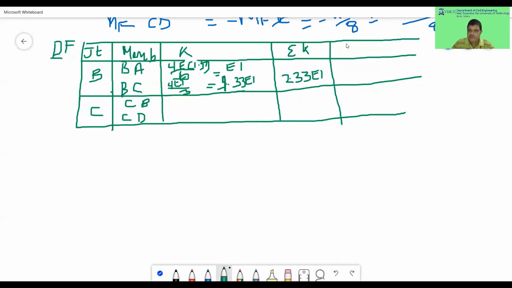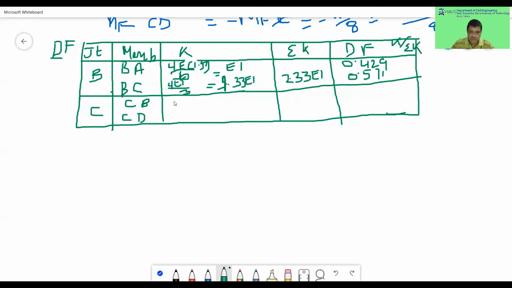And you can write down the distribution factor. The distribution factor is K by sigma K, right? So you can find out 1 by 2.33 or 1 by 4 by 3. You can find out the value. So EI by 2.33 EI, that will give 0.429. So this value comes 0.429, and the bottom value will come 0.571. So we will add both the things.